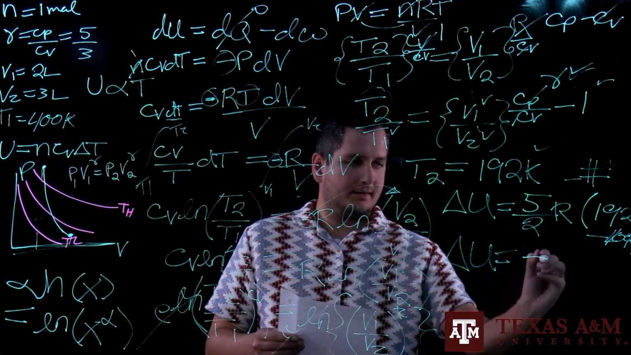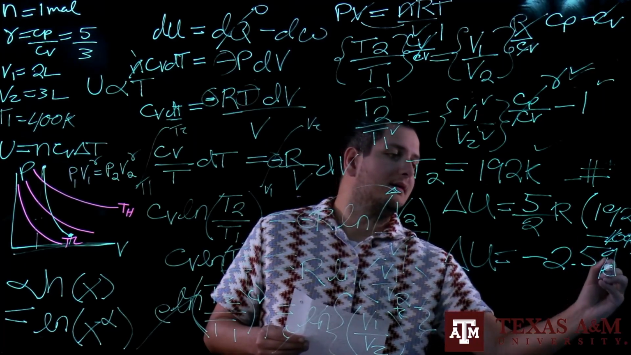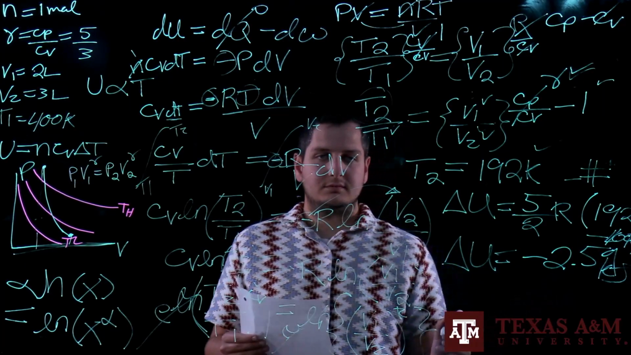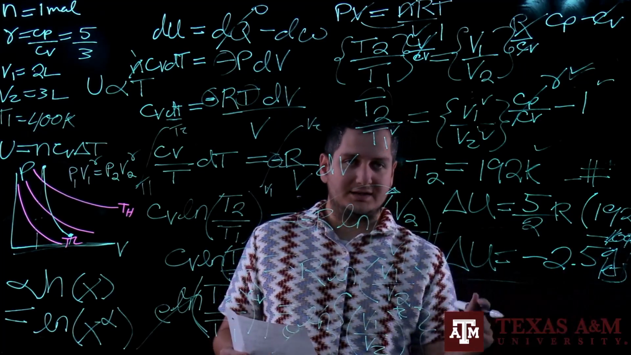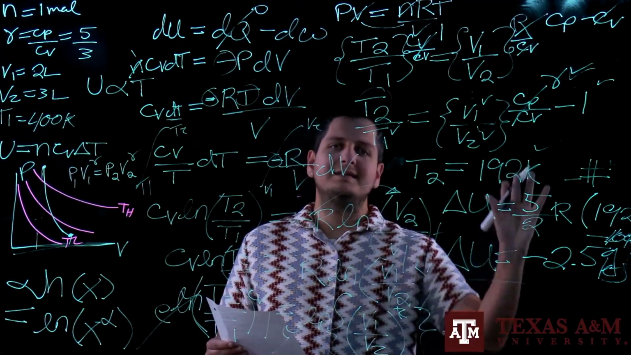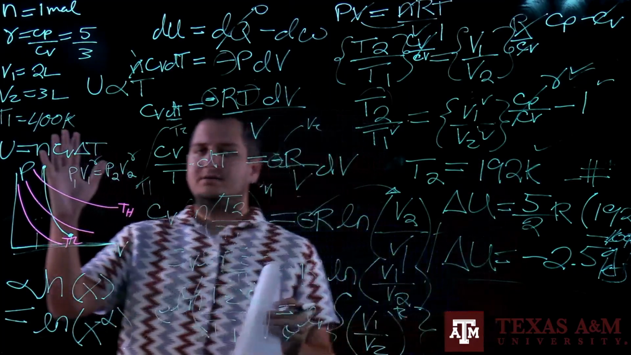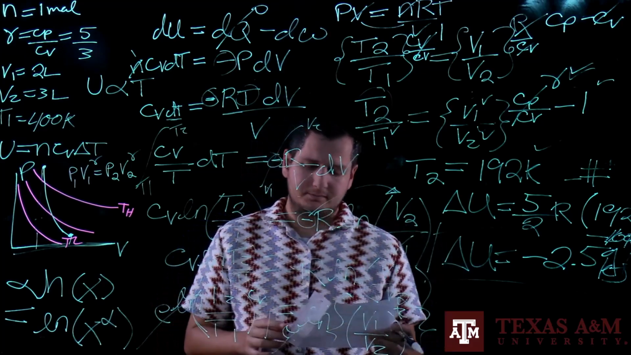Yeah, negative 2.59 kilojoules. Okay, so that's your answer there, negative 2.59 kilojoules for delta U. It's a negative delta U, right? Ideal gas, temperature went down, so does delta U, change in U, okay?